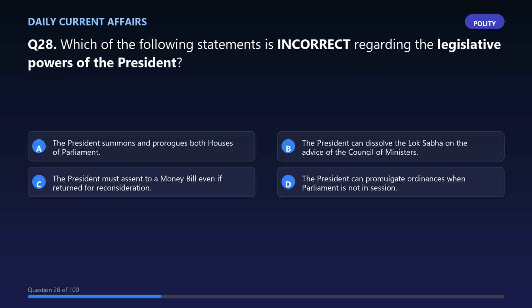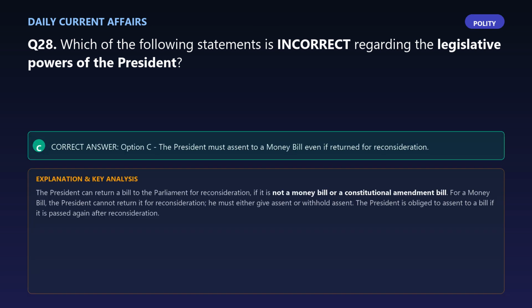Question 28. Which of the following statements is incorrect regarding the legislative powers of the President? The correct answer is option C. The President must assent to a money bill even if returned for reconsideration.